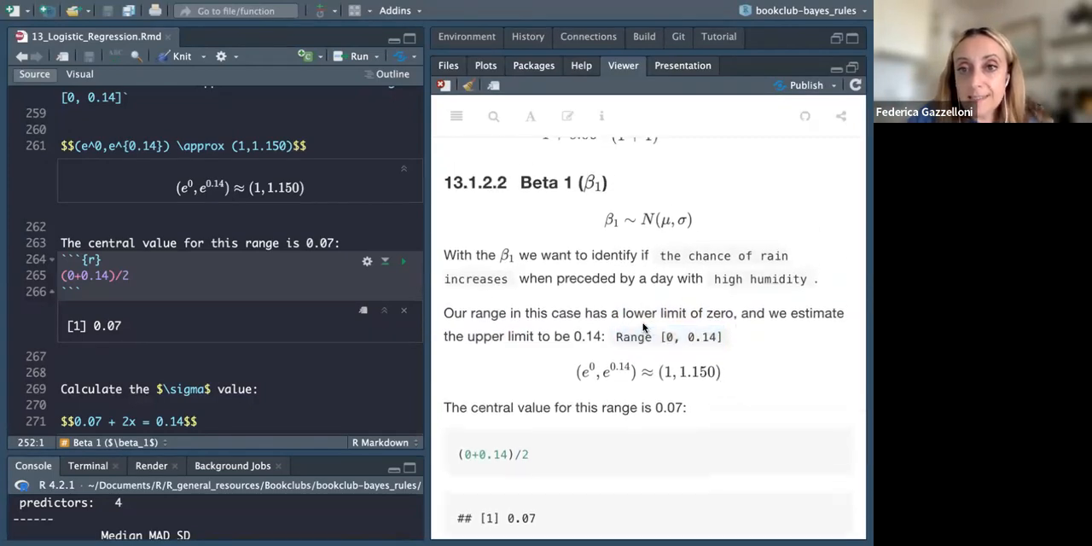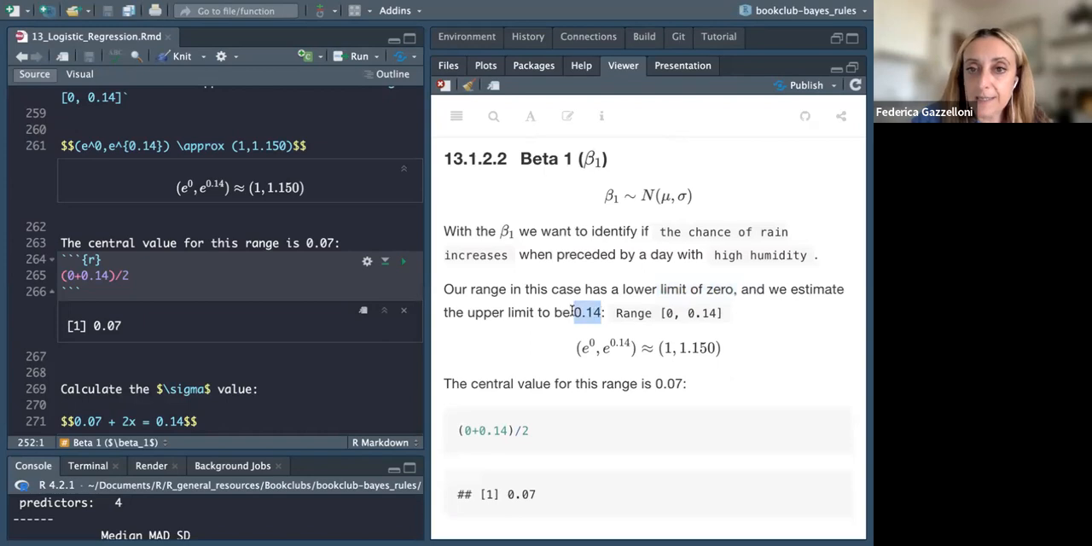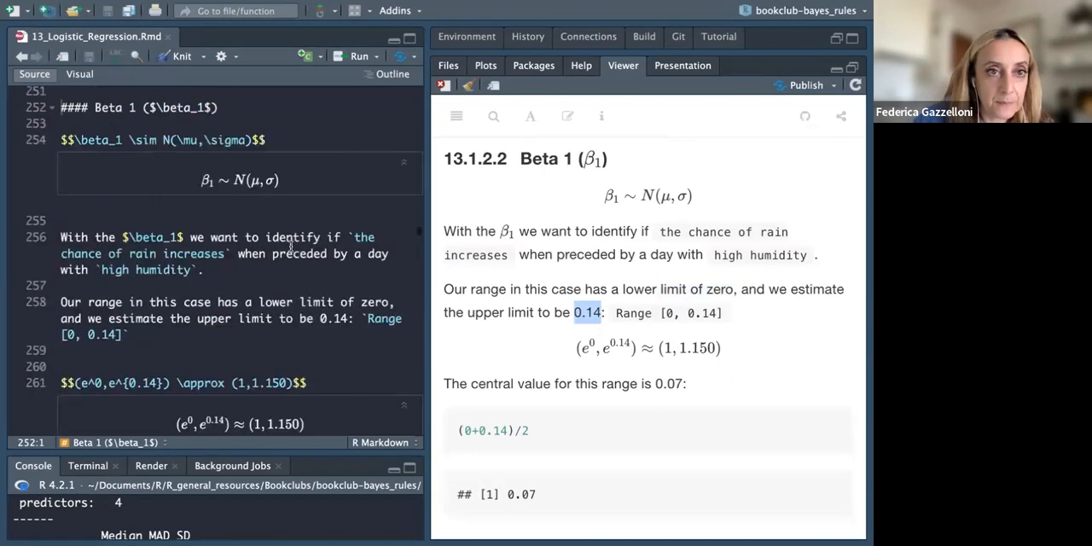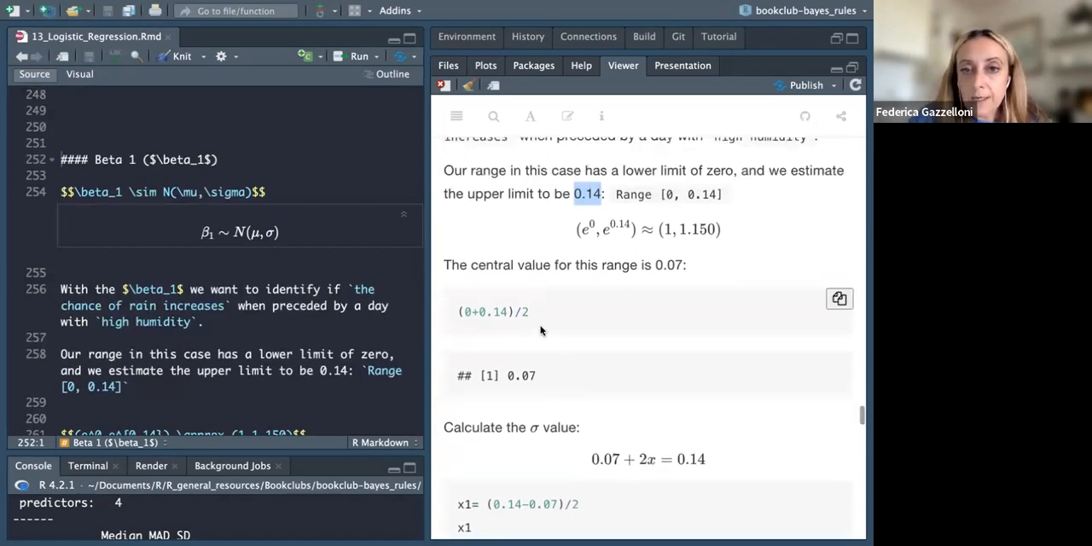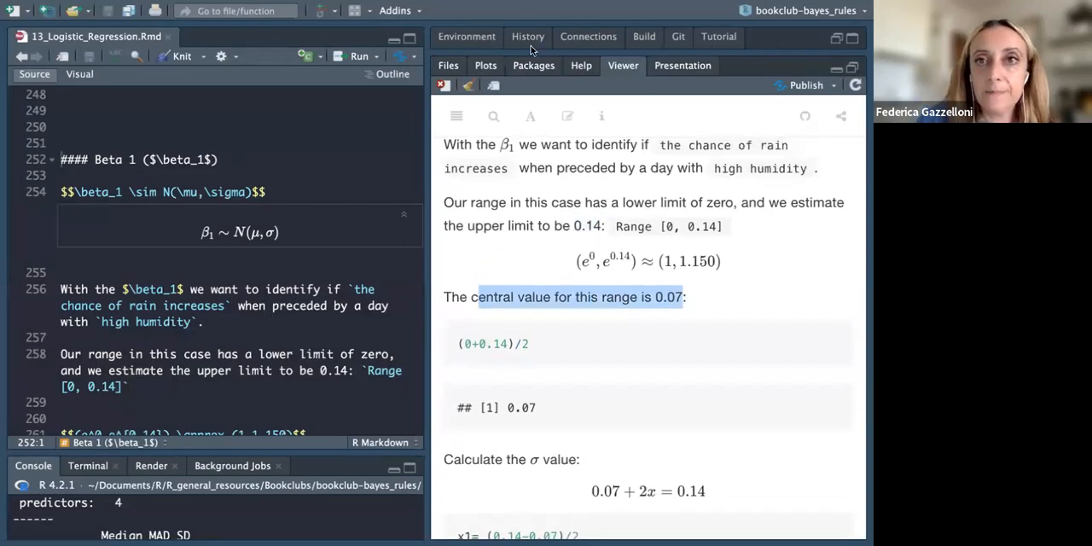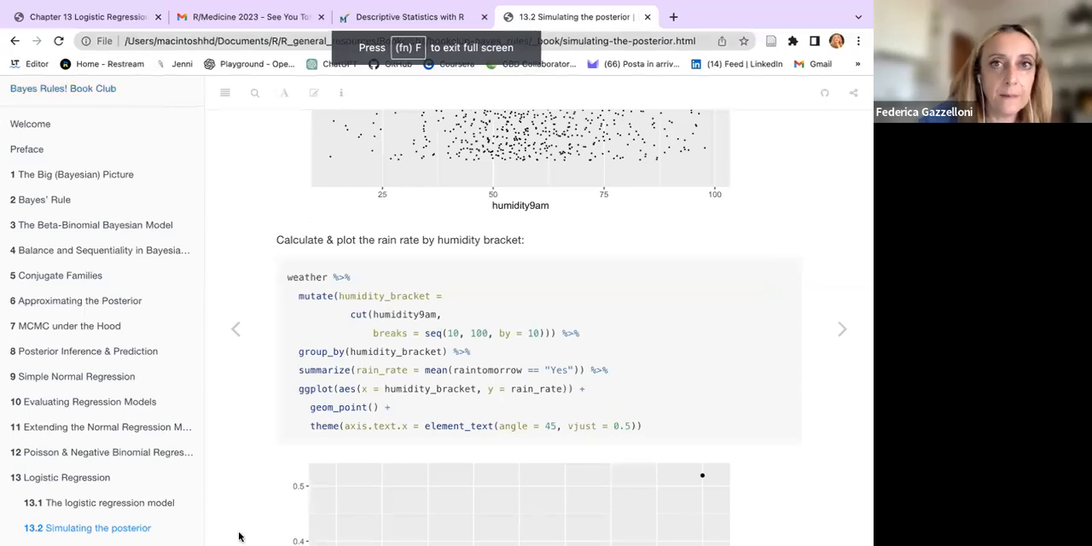Okay, so this is it. Less than 0 cannot be, it's not possible. So it's from 0 to some other value. In this case, this value is 0.14. And then I think we are going to see why, because I put it afterward. The central value for this range. This is because I do a new share and I show you what the chapter says about this.